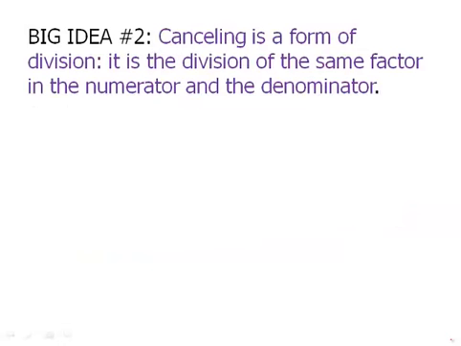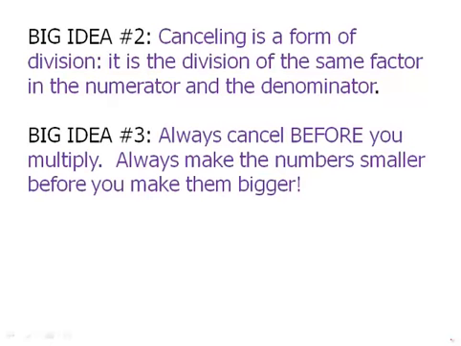It is division of the same factor in the numerator and the denominator. Big idea number 3 is always cancel before you multiply. Always make the numbers smaller before you make them bigger.